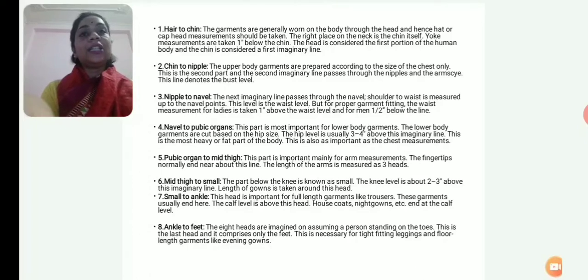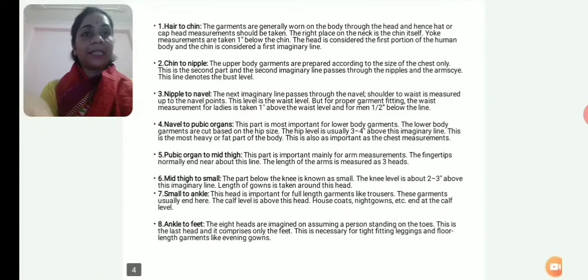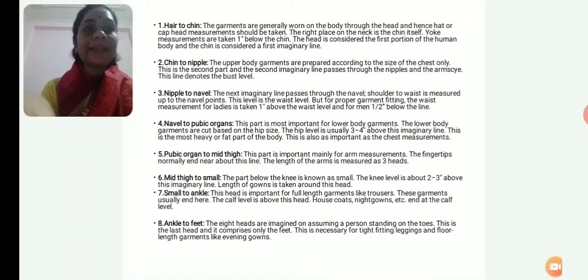Second thing, chin to nipple or apex point. Apex point is the highest point of the bust. The upper body garments are prepared according to the size of the chest only. This is the second part, and the second imaginary line passes through the apex point and the arm cye. This line denotes the bust level.